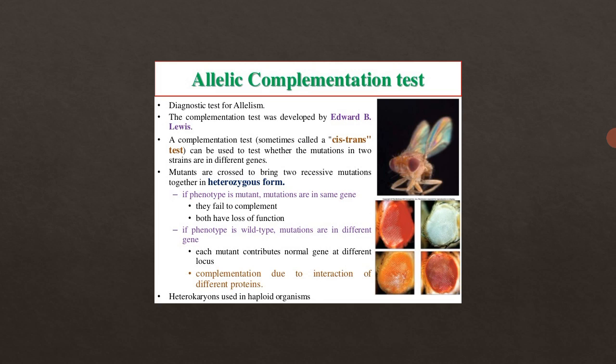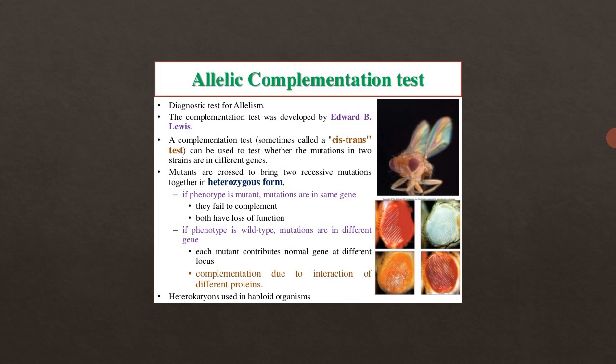Then mutants are crossed to bring the two recessive mutations together. A famous example of complementation is Drosophila melanogaster. Drosophila is the fruit fly, and as we know, the color of their eye is red. Now the mutants are crossed to bring two recessive mutants together in the heterozygous form. If the phenotype is mutant, then the mutations are present in the same gene.